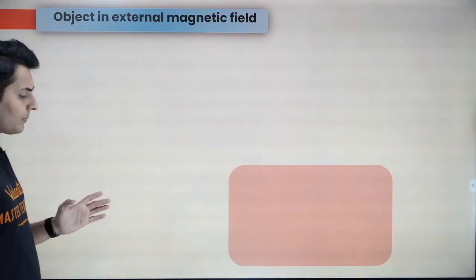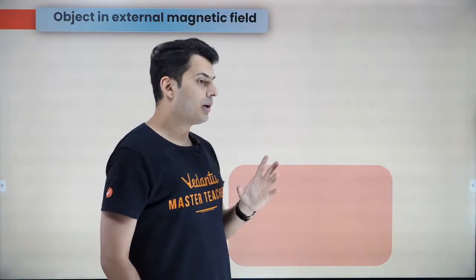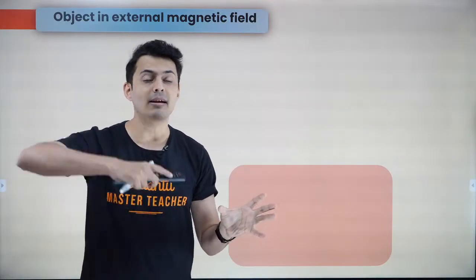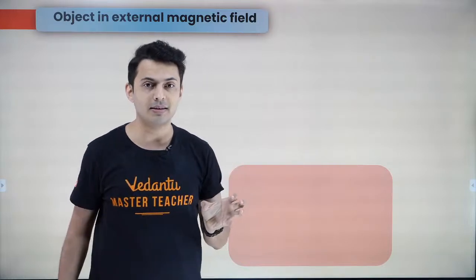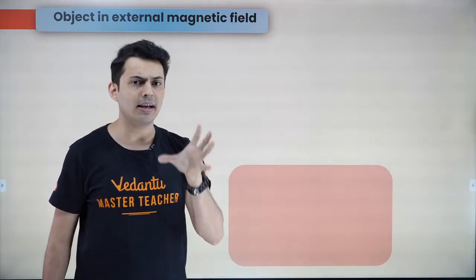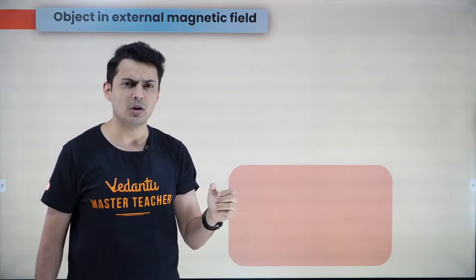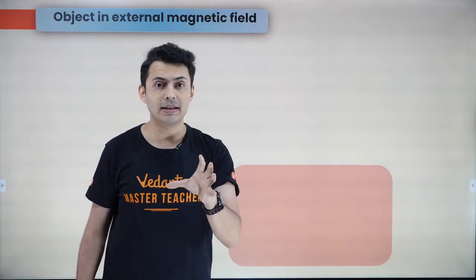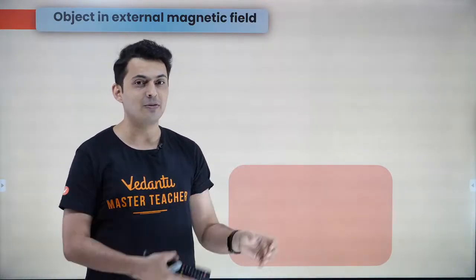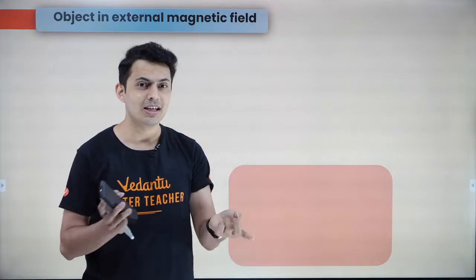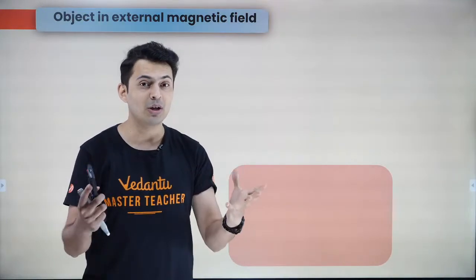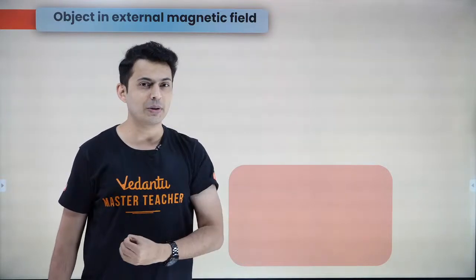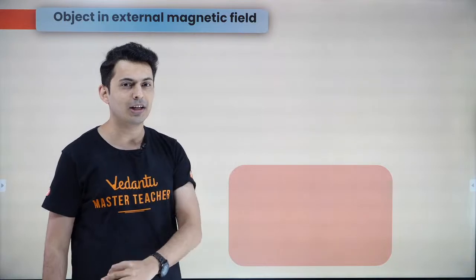Okay, now this is what we are going to talk about. What happens when you take an object and place it in somebody else's external magnetic field, guys? So what is exactly going to happen to that object? Remember, in electrostatics, I have told you that if you take a material and place it in somebody else's electric field, polarization happens, induced electric field is there, and because of that the field inside that material is weakened by K times. Remember all that? Similar things are going to happen over here.